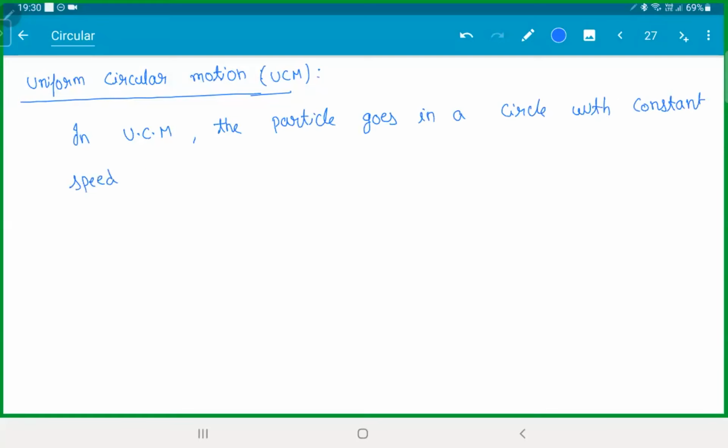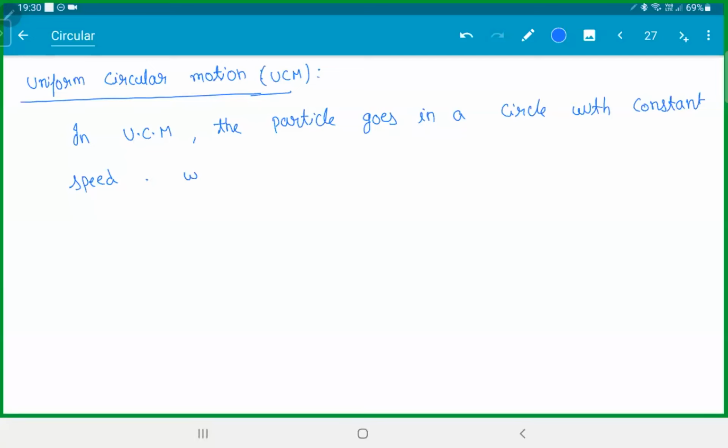Okay, that is the meaning of uniform circular motion. In uniform circular motion, the particle goes in a circle with constant speed. That's it. This is the only information you have. From this information, we can conclude certain things. We can figure out certain stuff.